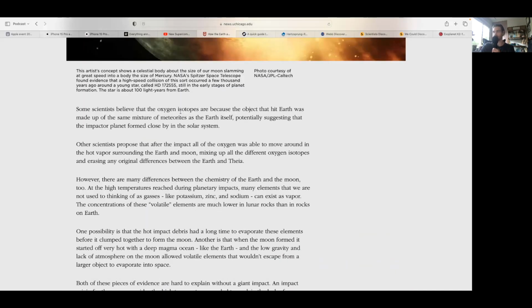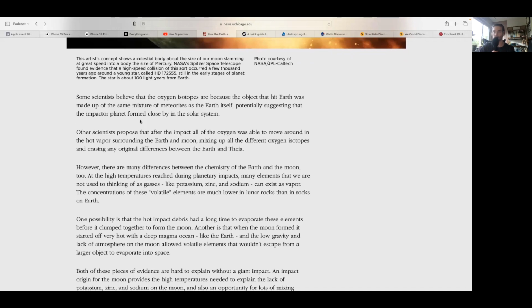Some scientists believe that the oxygen isotopes are because the object that hit Earth was made up of the same mixture of meteorites as the Earth itself, potentially suggesting that the impactor planet formed close by in the solar system. Other scientists propose that after the impact, all of the oxygen was able to move around in the hot vapor surrounding the Earth and moon, mixing up all the different oxygen isotopes and erasing any original differences between the Earth and Theia. So maybe there is no difference.